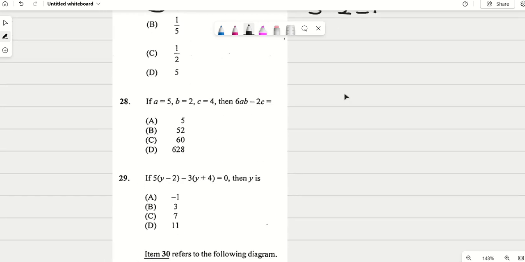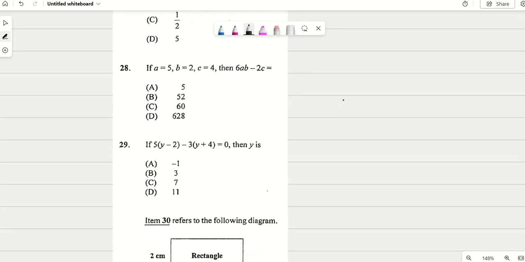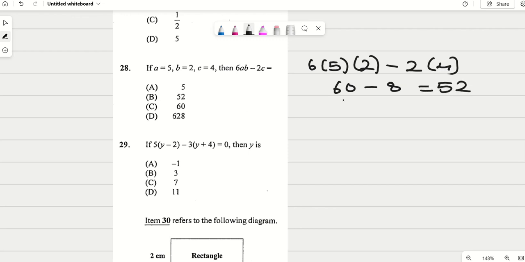Number 28, if A is equal to 5, B is equal to 2, C is equal to 4, then what is 6AB minus 2C? So that's 6 multiplied by 5 multiplied by 2, minus 2 by 4. 6 fives are 30. 30 by 2 is 60. 60 minus 4 twos are 8. 60 minus 8 is equal to 52. So my answer would be B.